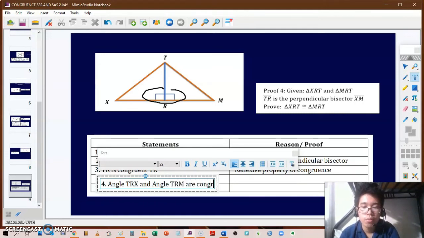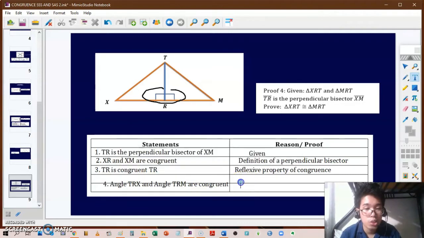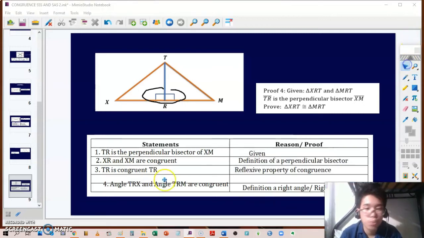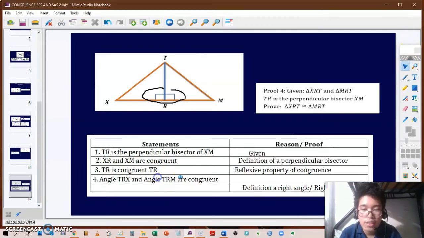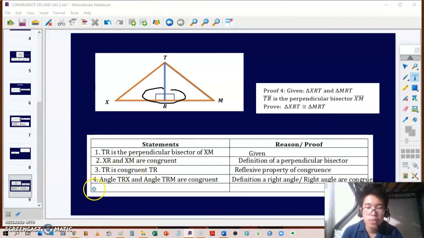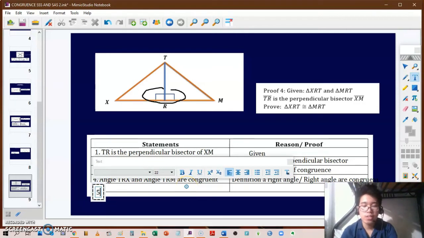They're congruent because that's the definition of a right angle. Or we can also say that right angles are congruent. So we can write two proofs for that: angle TRX and angle TRM are congruent, by the definition of a right angle, or right angles are congruent. And therefore, we have proven it, so we can write the last statement here.